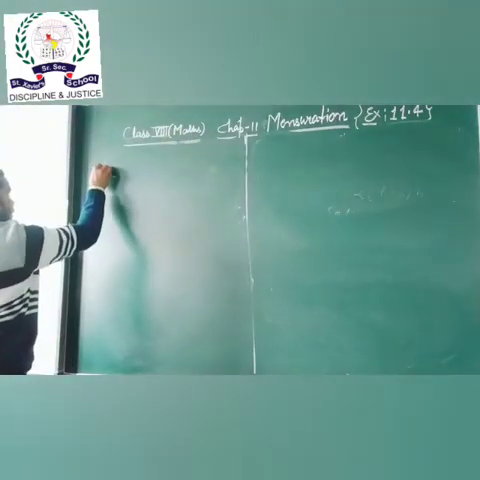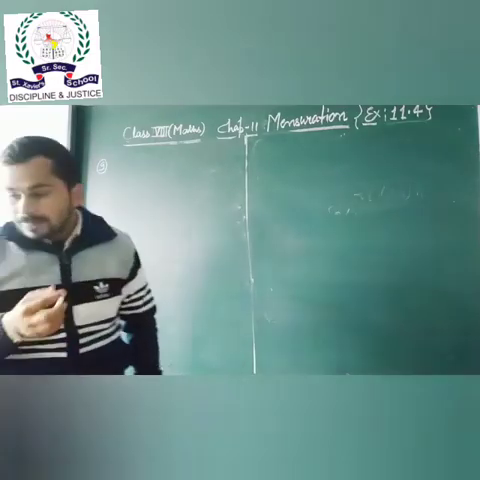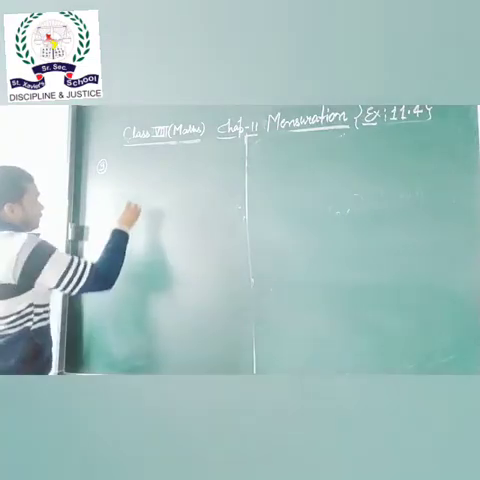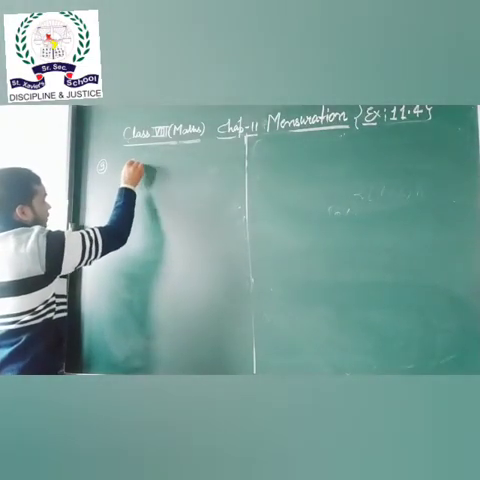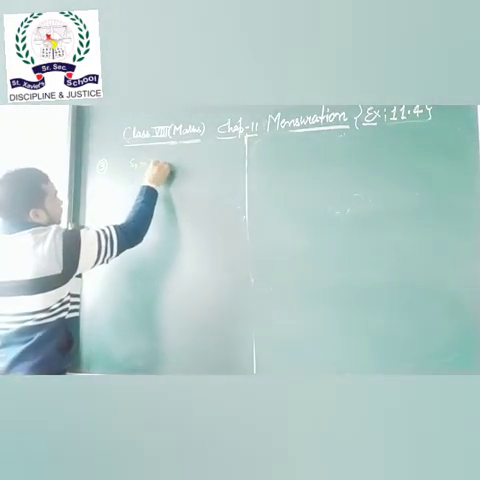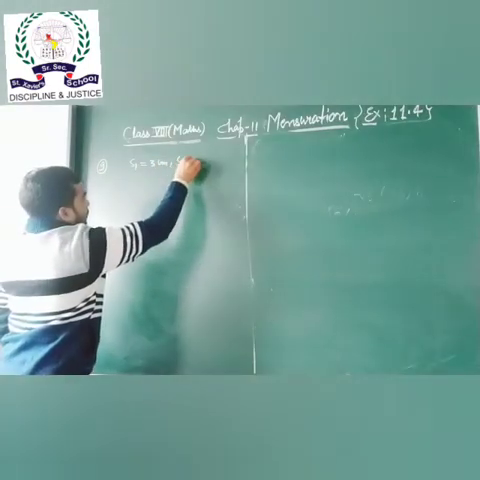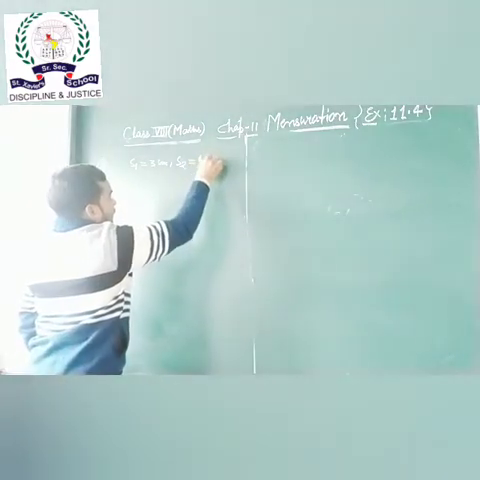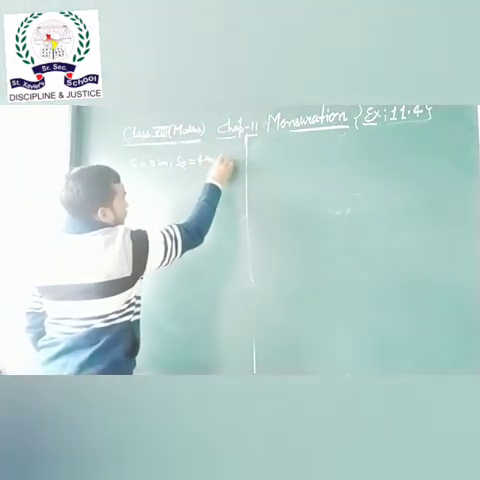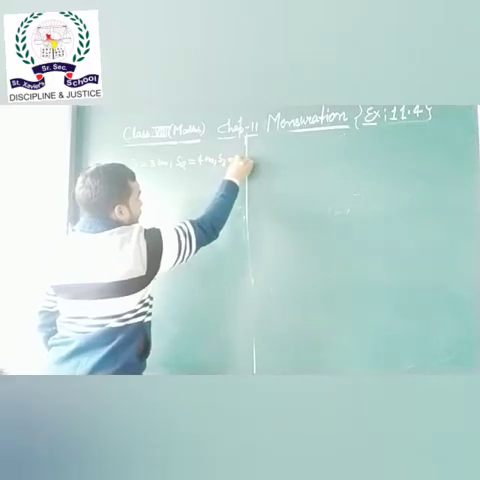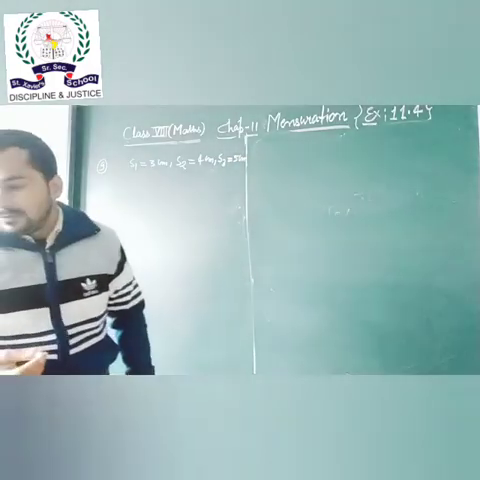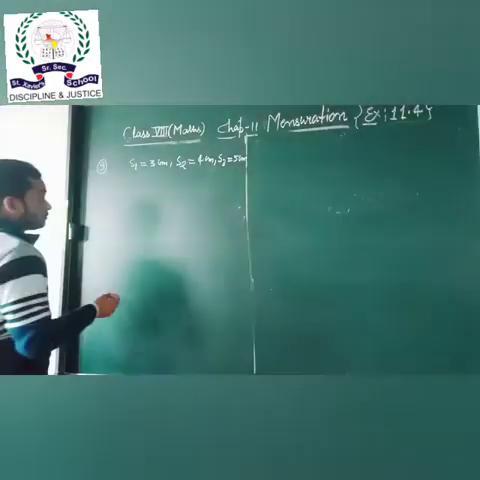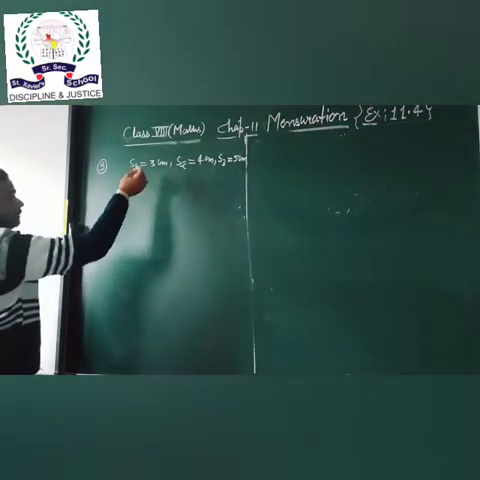Question number 9. Edges of 3 smaller cubes are given. Side 1 is 3 centimeter, side 2 is 4 centimeter, and the edge of the third cube is 5 centimeter. To find the edge of the original metal cube, first we have to find the volume of all the 3 cubes.